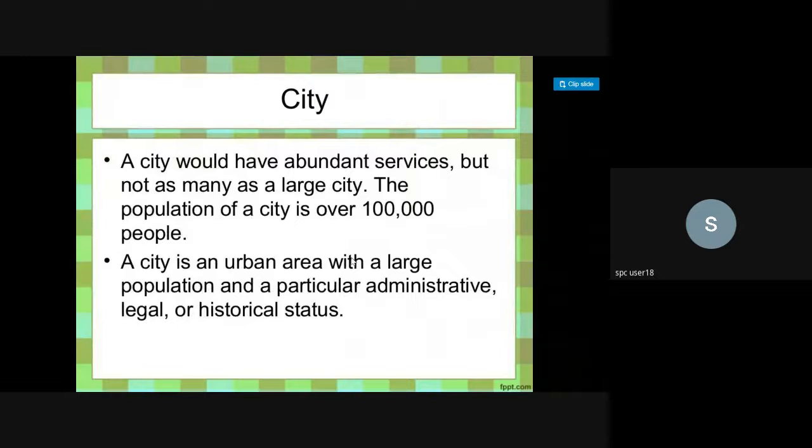Then let us move to the urban areas as such. We normally call them cities as such. A city would have abundant services, but not as large as a large city. The population of a city is around 1 lakh. A city is an urban area with large population and particularly administrative, legal, historical places. I would also say that there is a limitation as far as population involved in agricultural activities as far as cities are concerned. A very small percent of agriculture.